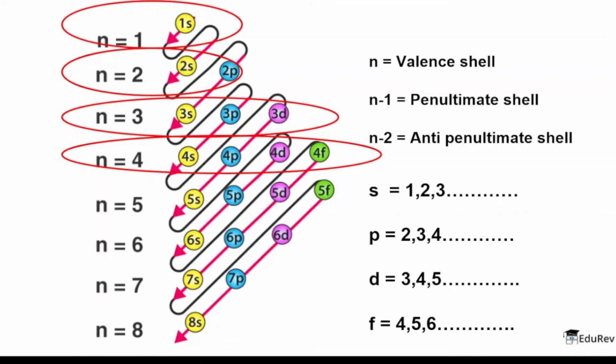Also the n shell or the principal quantum number which I have been saying is the valence shell and is also called the ultimate shell. It is the last shell in which the electron goes. The shell which is just next to the valence shell, which means one less than the valence shell, is called the penultimate shell. And the shell which is one next to the penultimate shell is called the anti-penultimate shell. So for example, if 4 is the valence shell, 3 is the penultimate shell and 2 is the anti-penultimate shell.